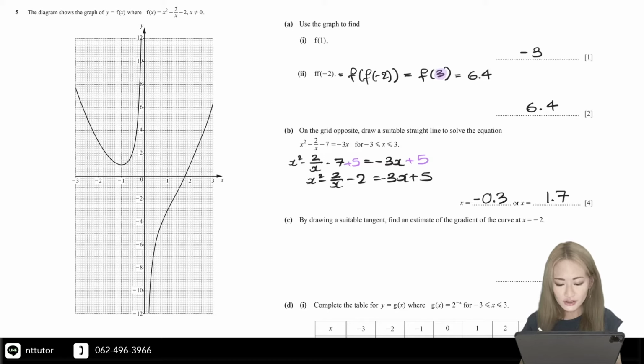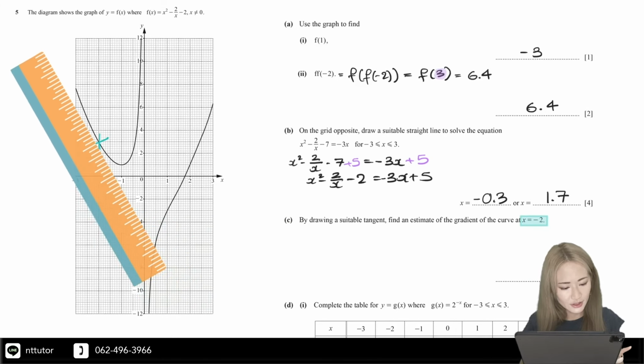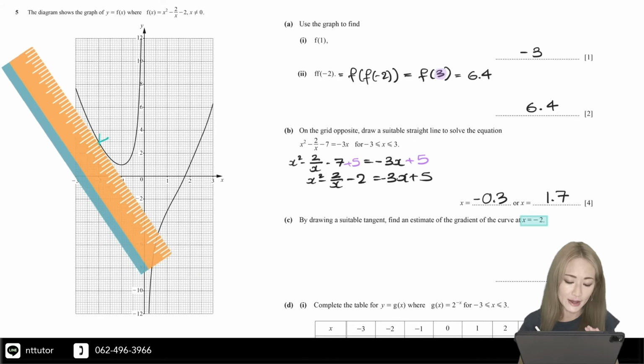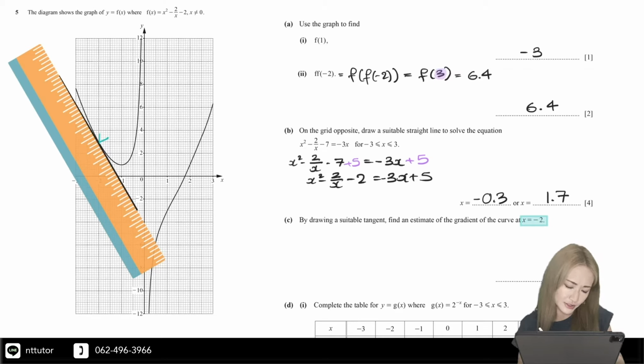C. By drawing a suitable tangent, find an estimate of the gradient of the curve at x equals minus 2. x equals minus 2 for the curve is over here, corresponding to the x-axis at minus 2. What you want to do here is use a ruler and aim it at that coordinate so that it goes in the same direction as your graph at that point. This might vary from person to person, that's why they say estimate the gradient. Draw a straight line that you think looks like a tangent.